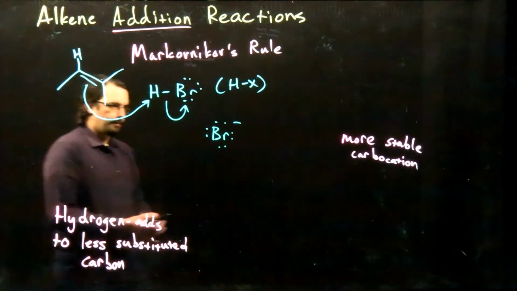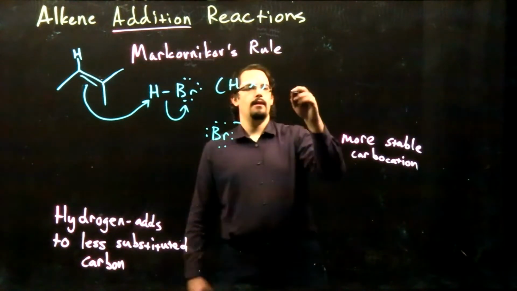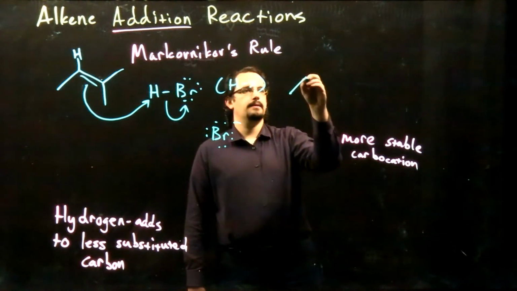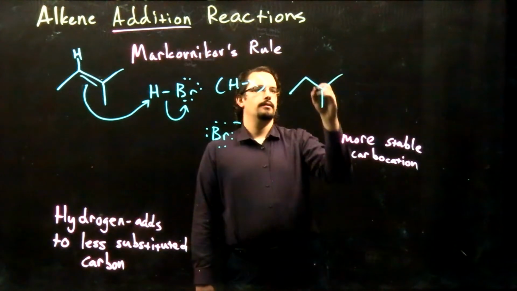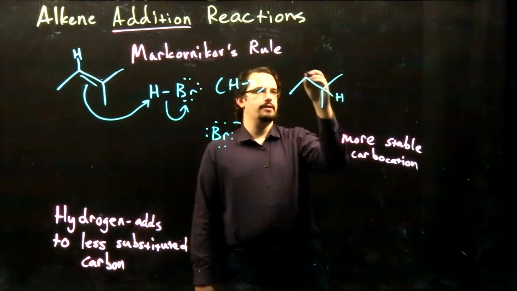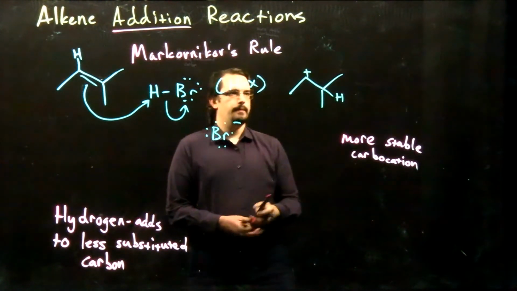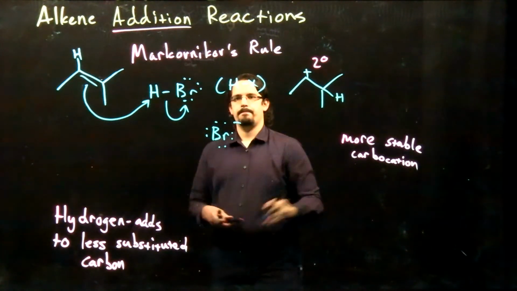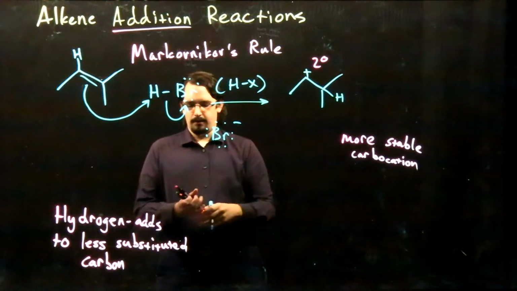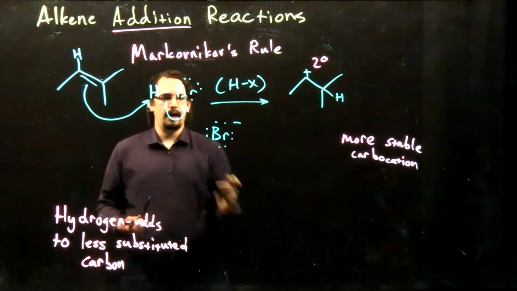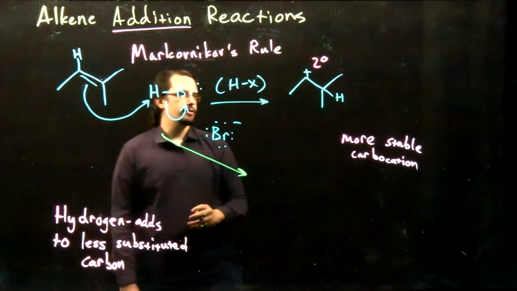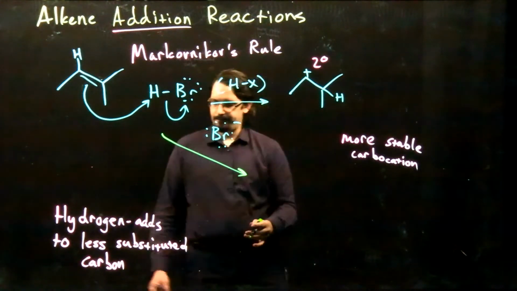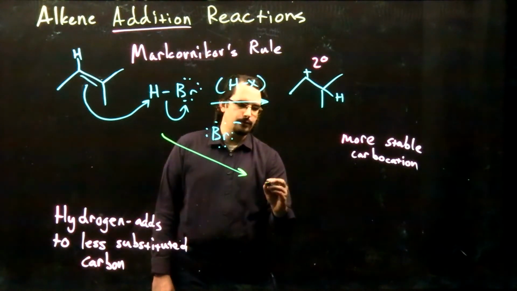Now again, if we follow Markovnikov's rule, we would have one possible carbocation if we added the hydrogen over here. This would be our secondary and less stable carbocation. And so our preferred carbocation would be if we added that hydrogen to the less substituted carbon, following our Markovnikov's rule over there.